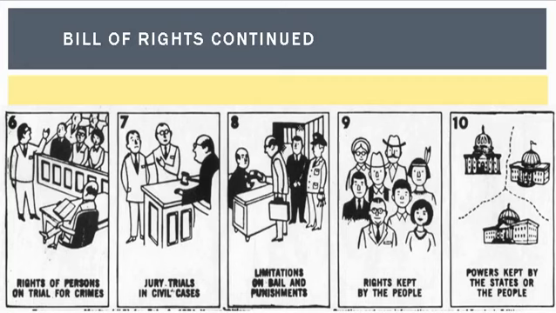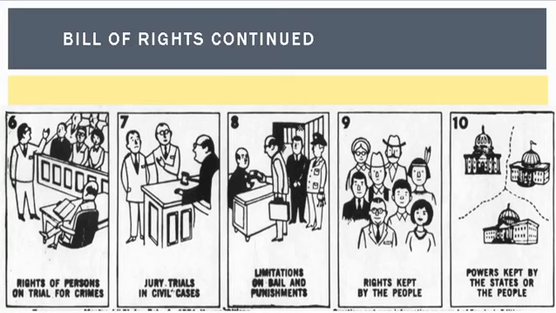7 is jury trials in civil cases, meaning that if we have a case with another person, there can be a jury or a group of people to decide who's right and who's wrong. 8 deals with limitations on bail and punishment. You probably know it as cruel and unusual punishment. It protects us from cruel and unusual punishment.